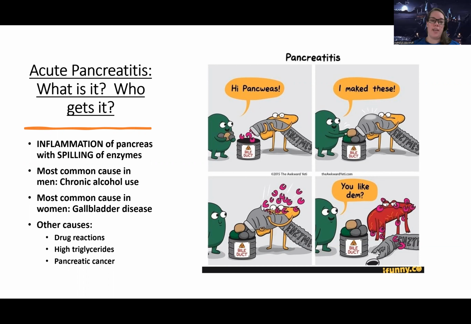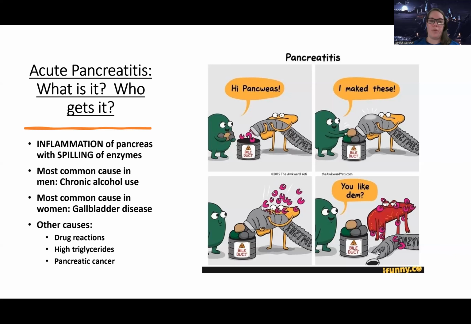So acute pancreatitis is, as the name suggests, an acute inflammation of the pancreas. With acute pancreatitis, you have to go back to what the functions of the pancreas are. Most people, the first thing they say is insulin. And yes, that's true. The pancreas does help us to secrete insulin. But the other thing that it does is it deposits enzymes into the digestive tract in order to help break down food.